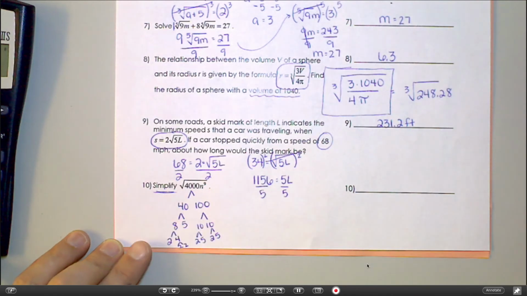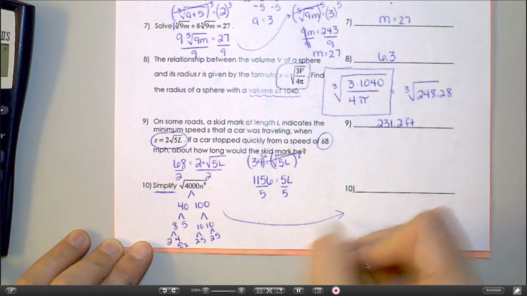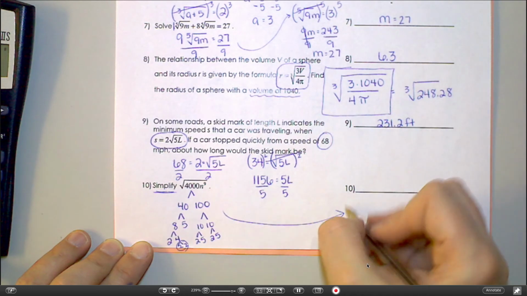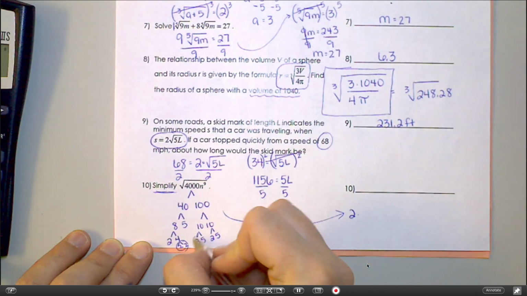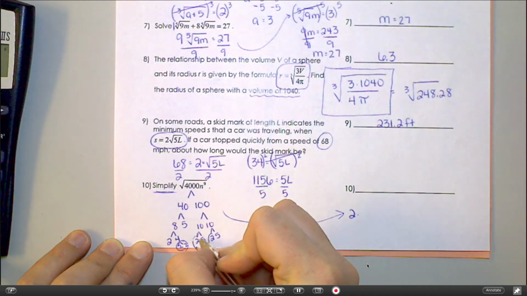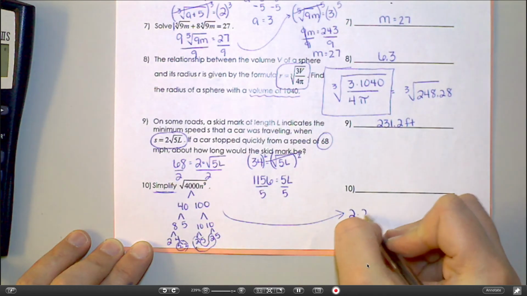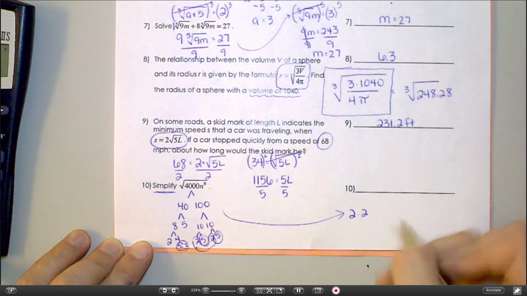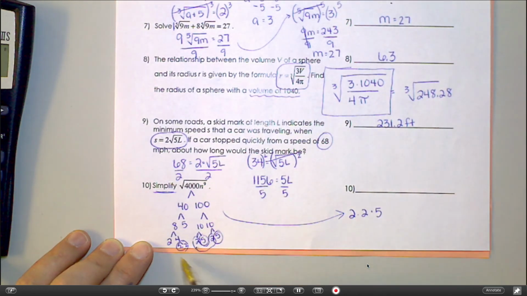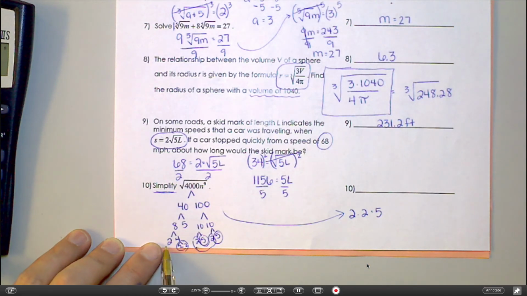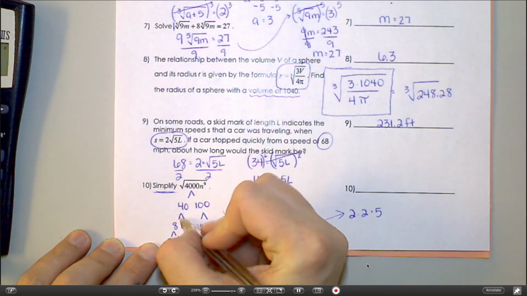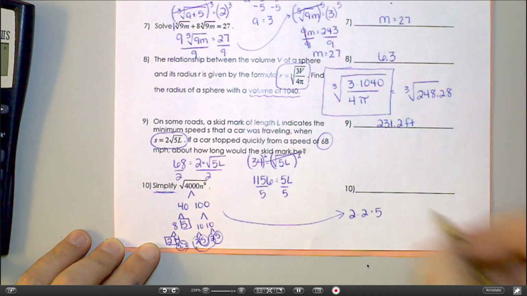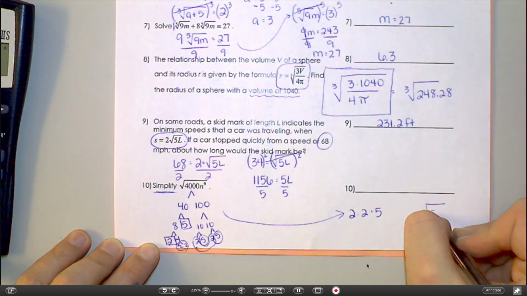Okay, so what do we have pairs of? I see a pair of 2s here, another pair of 2s, and a pair of 5s. And then you have a 2 and a 4 left over, and 2, 2 and 5 left over. Let me multiply those. 2 and 5, 2 and 5, 2 left over.